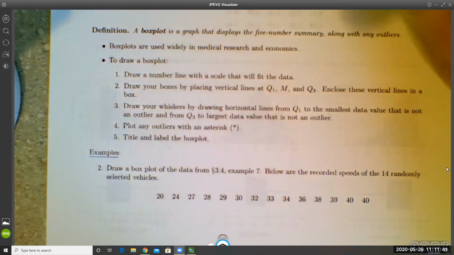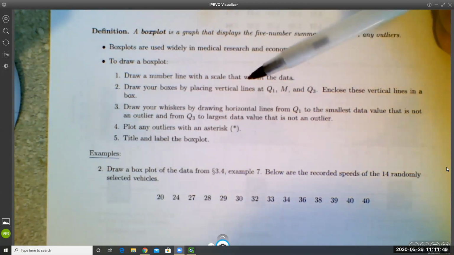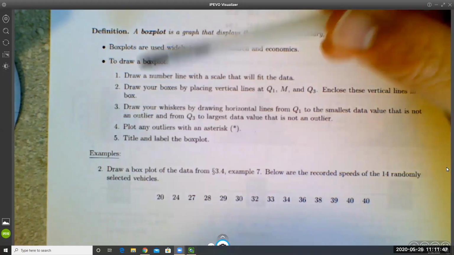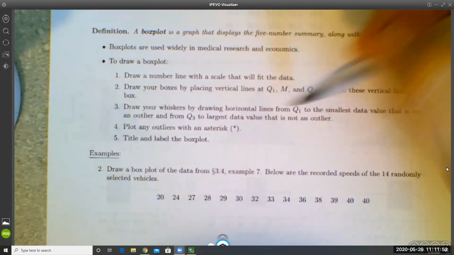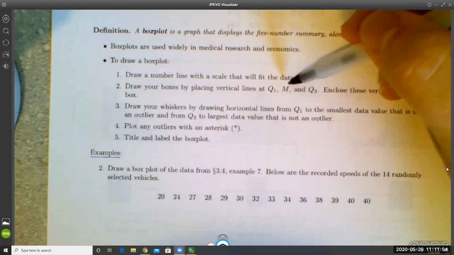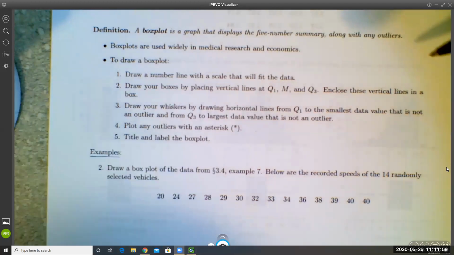So first of all, we're going to draw a number line with a scale that fits the data that you're working with. And then you're going to draw boxes by placing vertical lines at your quartiles, right? Q1, Q2, which is the same thing as M, and Q3. And then you enclose those vertical lines in a box.